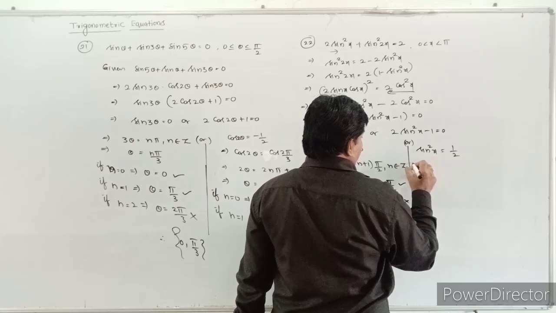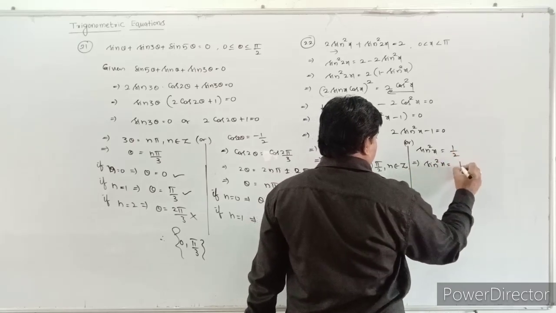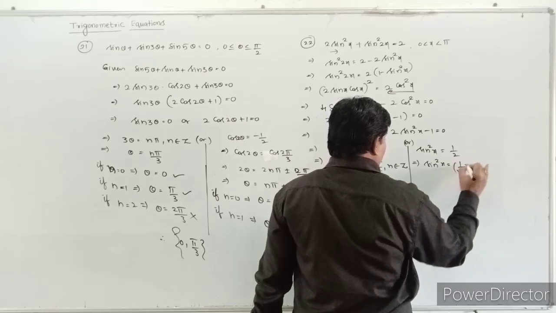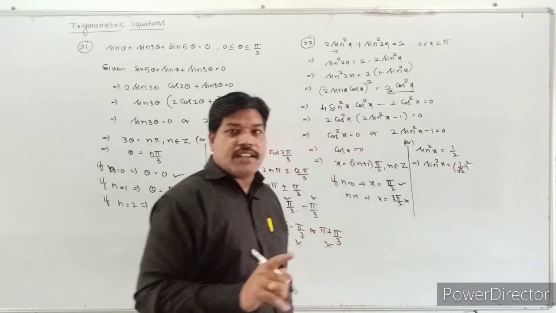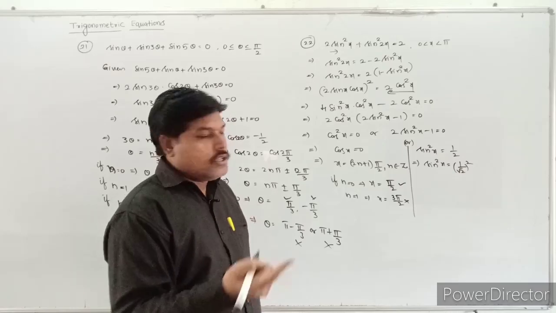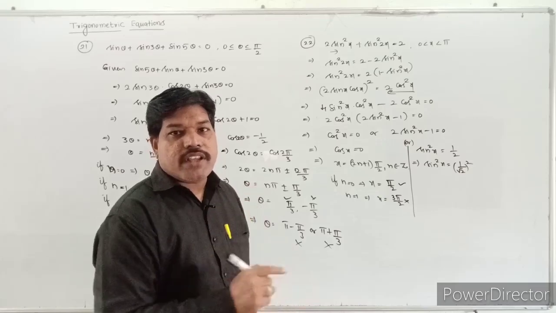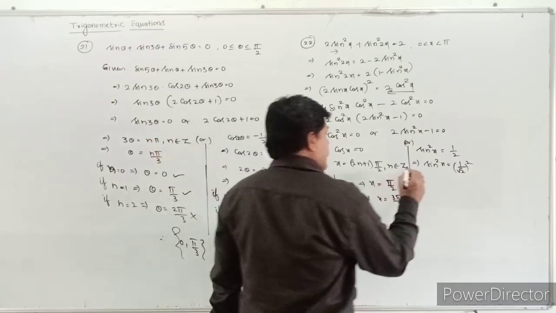So this value you can write as sin square x is equal to 1 by 2, which you can write as 1 by root 2 whole square. I already told you, don't cancel the square. On the other side also you have to write it in the form of a square. So 1 by 2, how can you write that? 1 by root 2 whole square is 1 by 2.